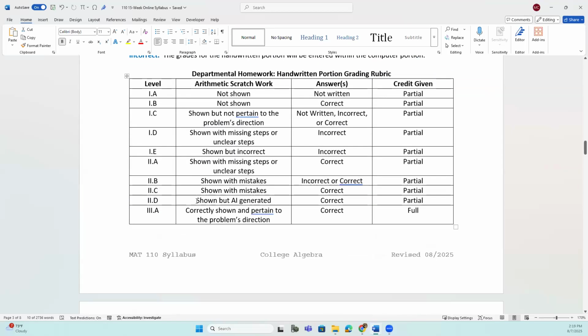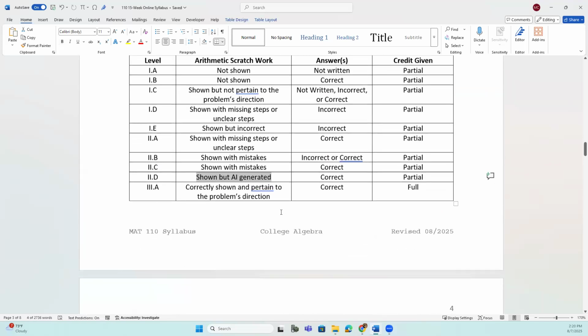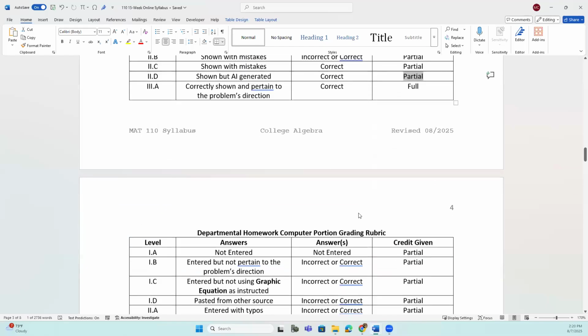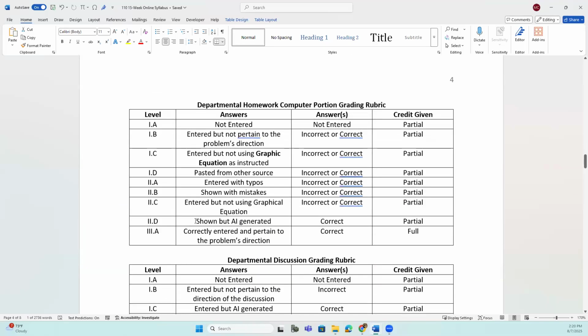So once again, AI generated work, it doesn't matter if it's correct or incorrect, I'm going to automatically count it as incorrect, which will give you partial credit for it. Same thing with the computer part.